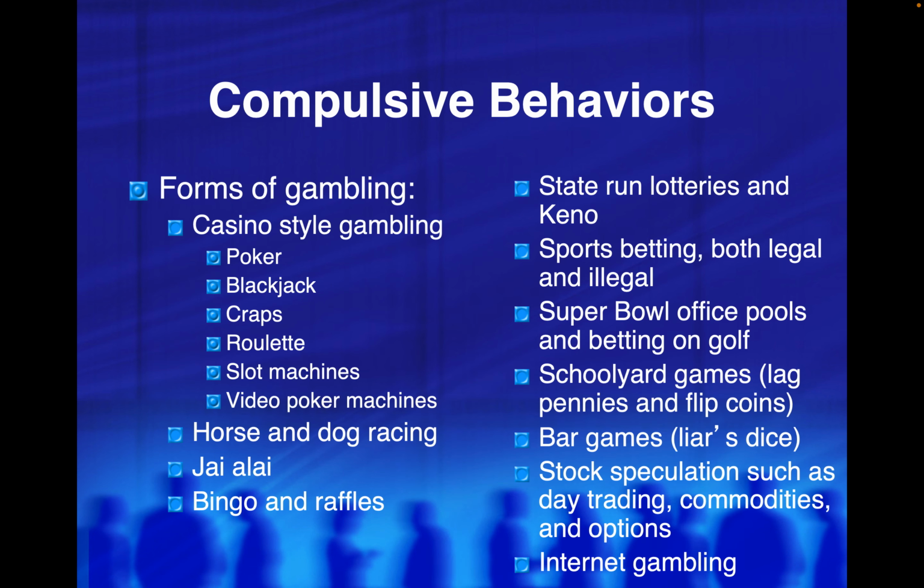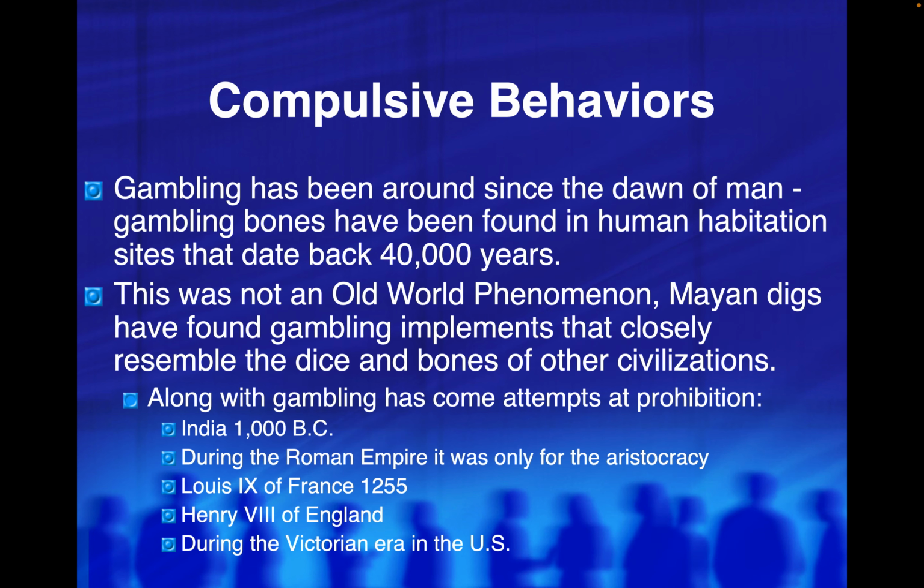Forms of gambling: casino-style gambling, poker, blackjack, craps, roulette, slot machines, video poker machines, horse and dog racing, jai-alai, bingo and raffles, state-run lotteries and keno, sports betting, both legal and illegal, Super Bowl office pools, betting on golf, schoolyard games, lag pennies and flip coins, bar games, liar's dice, stock speculation such as day trading, commodities and options, and internet gambling.